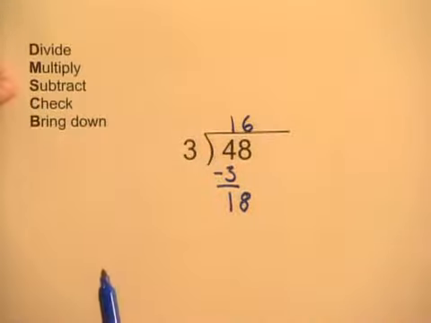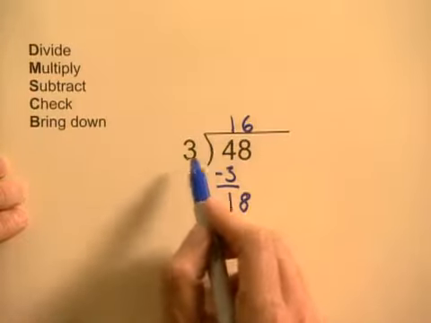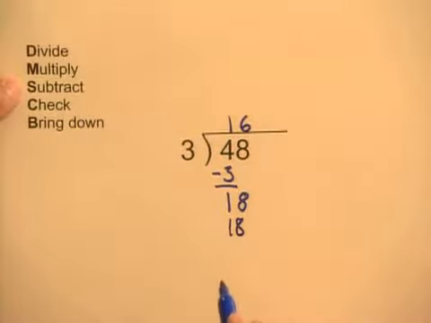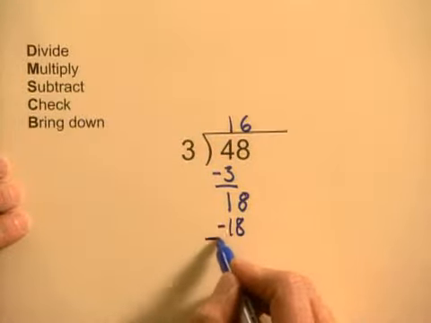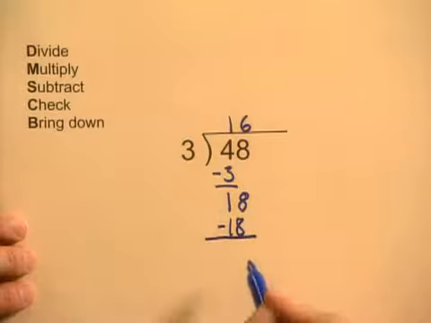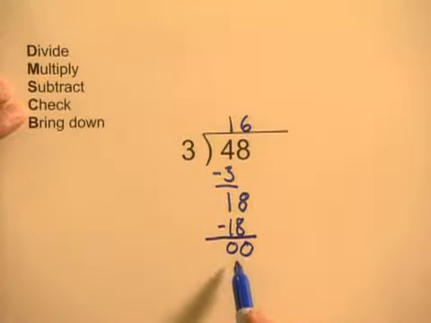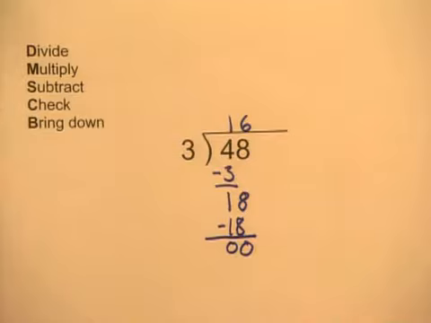And now I'm going to multiply, which is my next step. 6 times 3 is? 18. Good. My next step is subtract. So I put a subtraction sign, draw my equal sign. 8 minus 8 is? 0. 1 minus 1 is? 0. Excellent, Grace. Now I check. Does 3 go into 0? No. I have no other numbers to bring down. I'm done. What's my quotient, Grace? 16. 48 divided by 3 is 16. Way to go. High five. Excellent, Grace. That's long division.